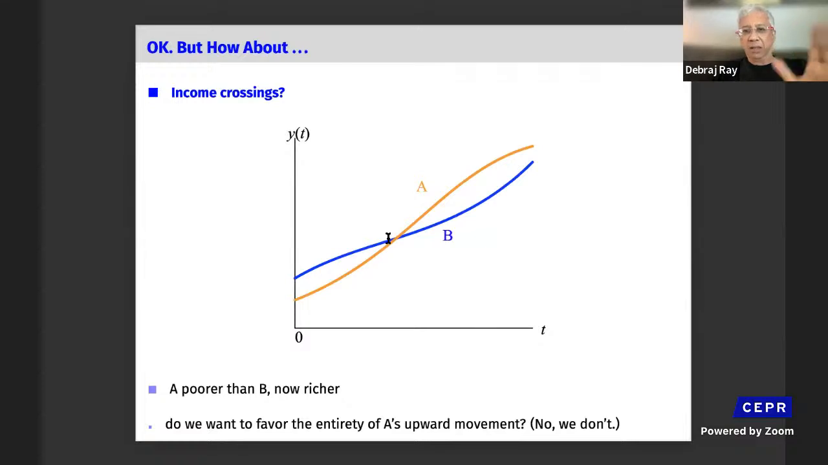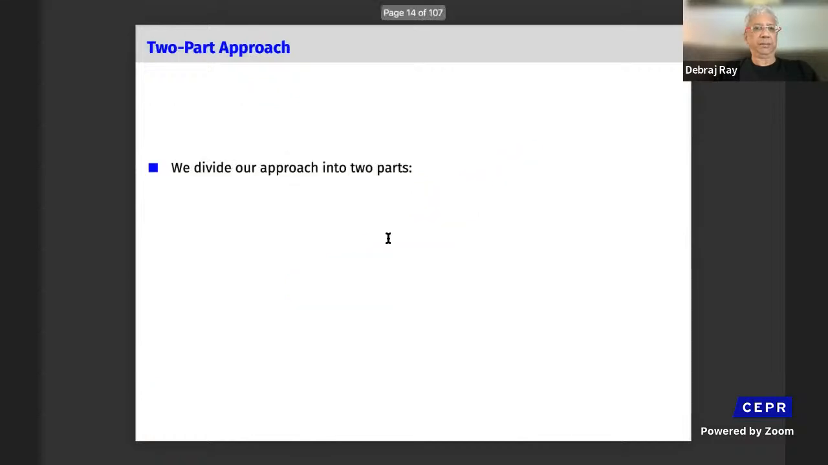So we can't just write down something like if A is poorer to begin with, then all her growth has to be rewarded. We're going to come to that issue in a second. It's because of the possibility of income crossings, or crossings of whatever state variable you're interested in, that we divide our approach into two parts. So this talk is going to really have two broad parts.